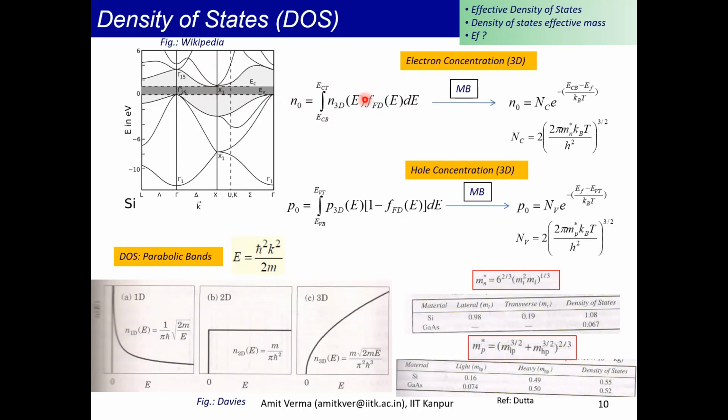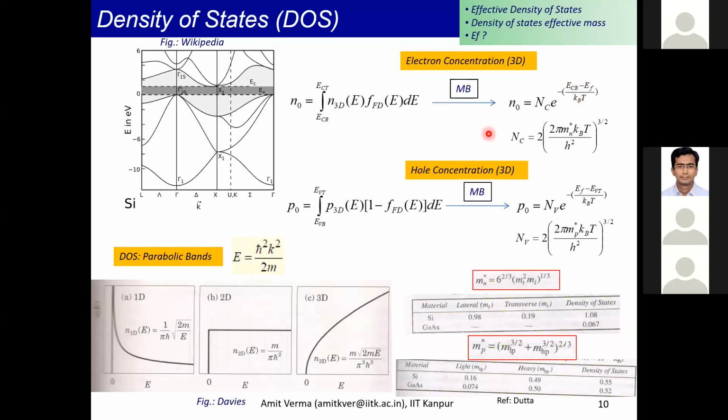And if your Fermi level is within the band gap, you can simplify this integral and get this formula, where the electron concentration is the effective density of states times e to the power minus (conduction band minimum minus the Fermi level) by kBT.